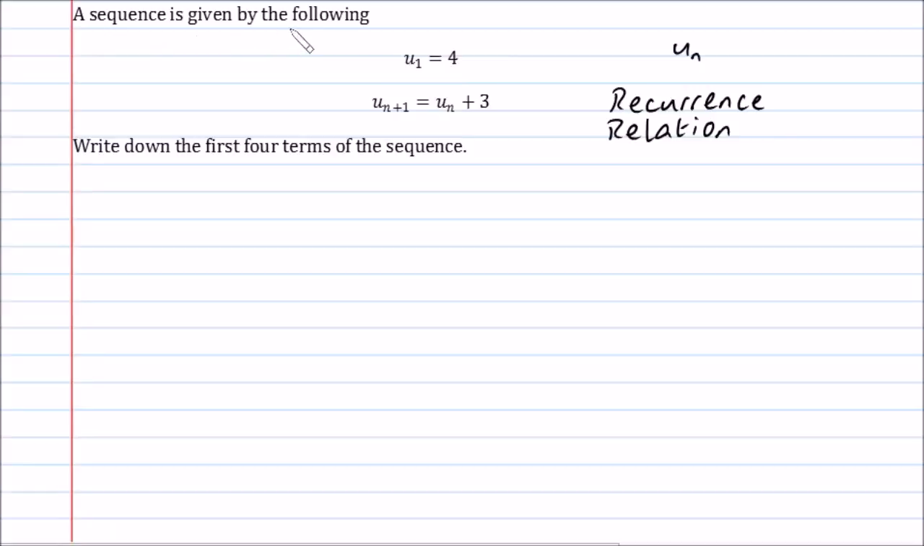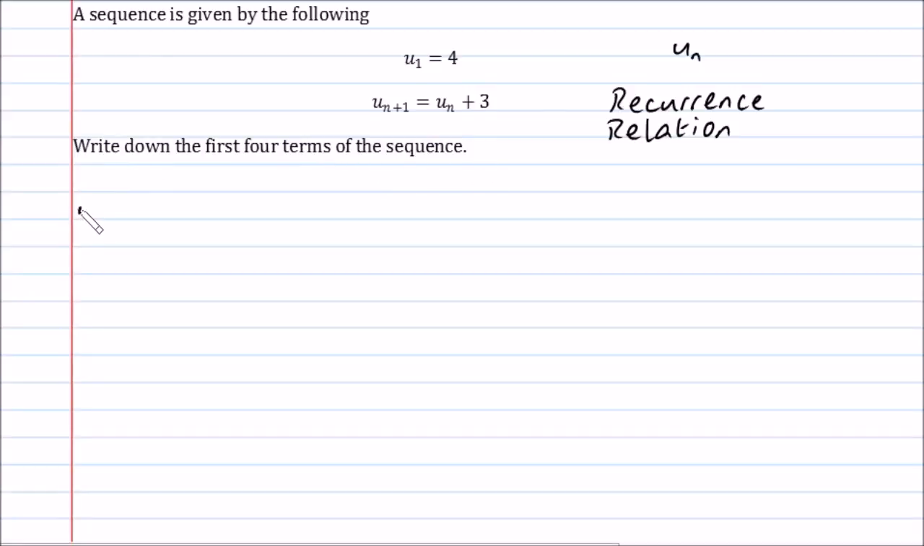A sequence is given by the following: u1 is equal to 4, un+1 is equal to un plus 3. So what does this mean? Well, this tells us to get the second term, we add 3 to the first term. To get the third term, we add 3 to the second term. That may seem a bit confusing, but let's just go through the example. Write down the first 4 terms of the sequence.